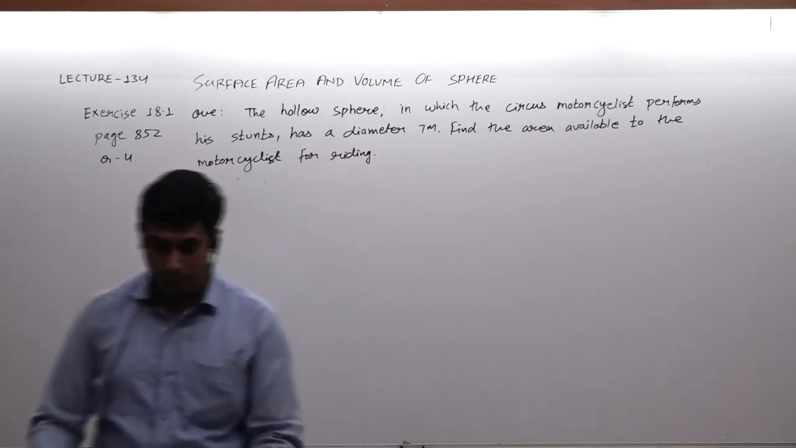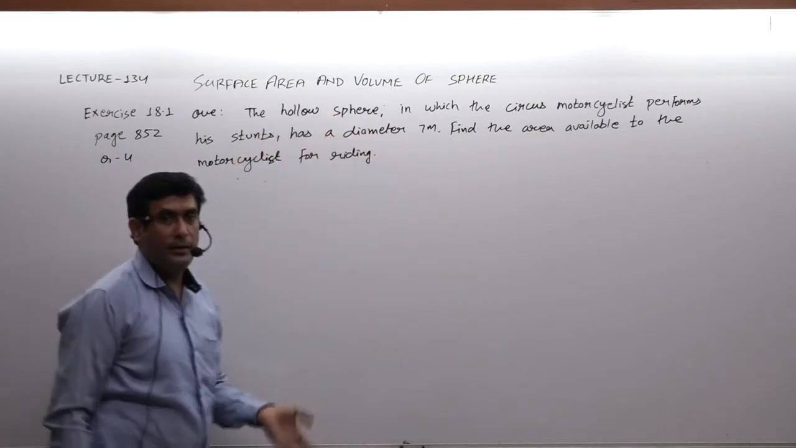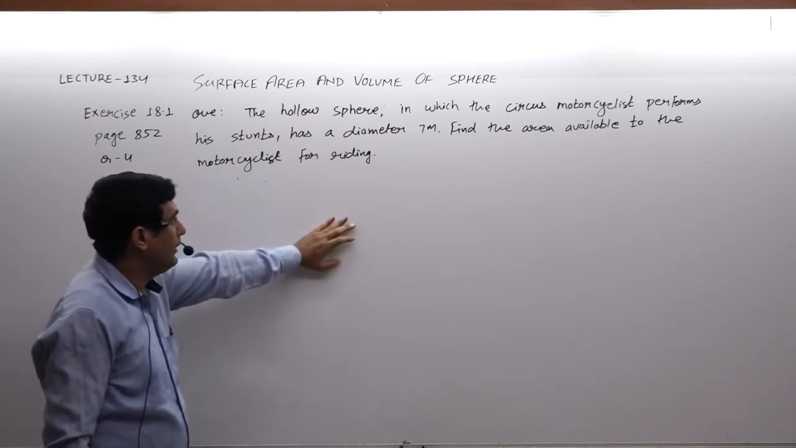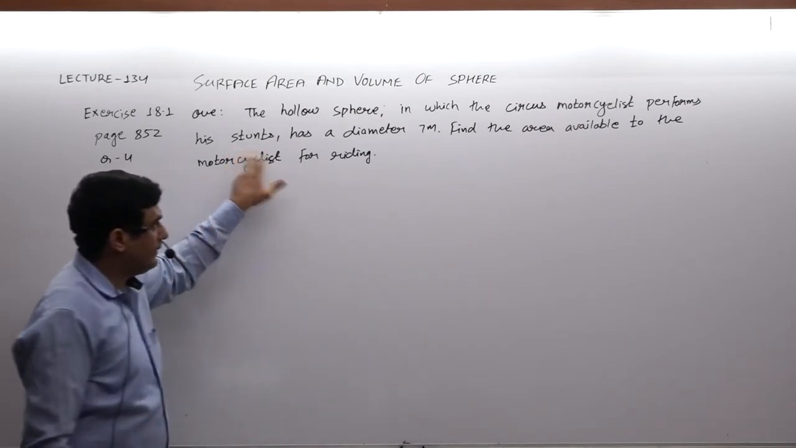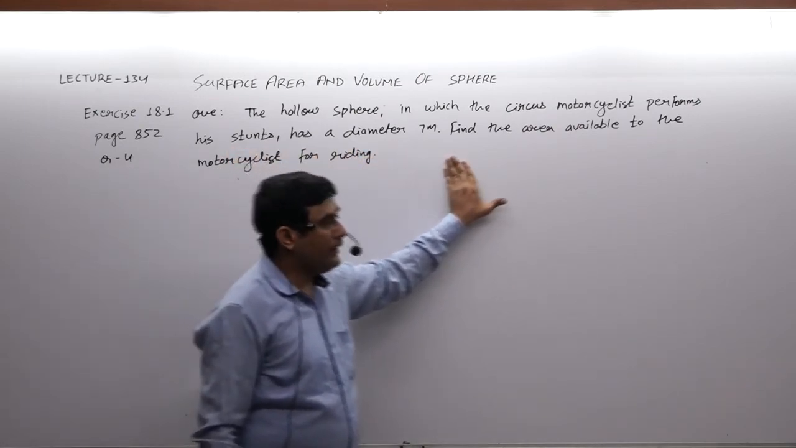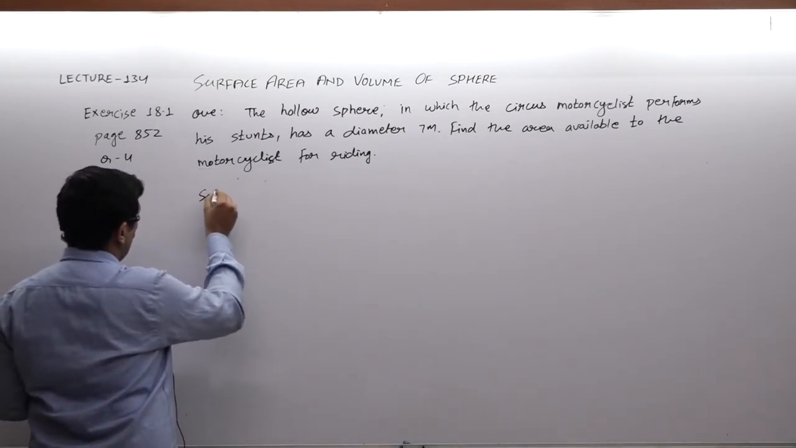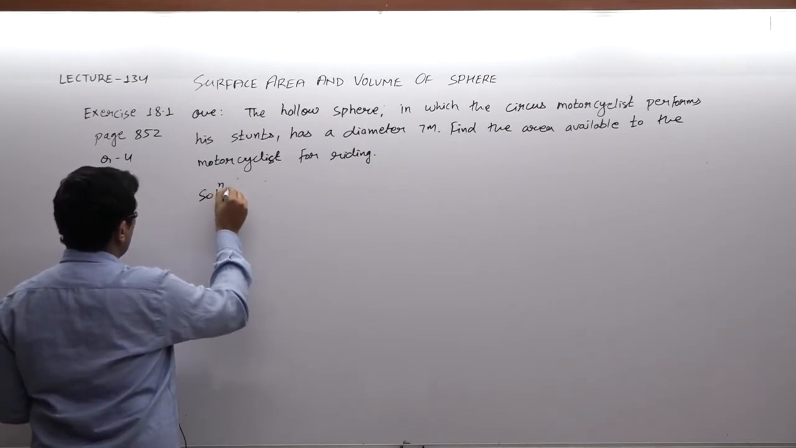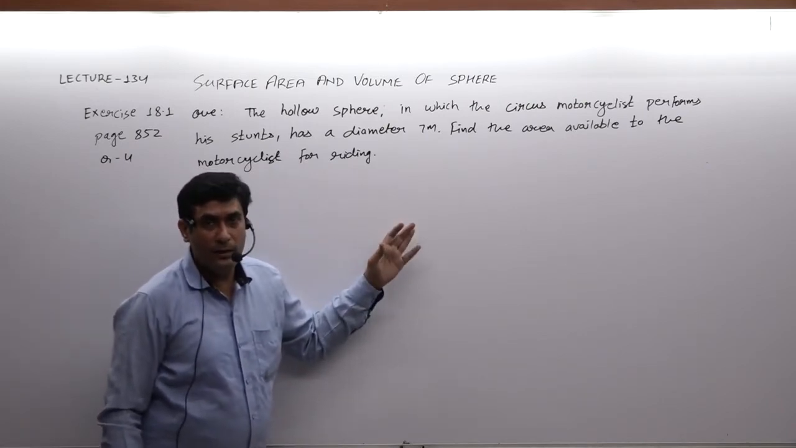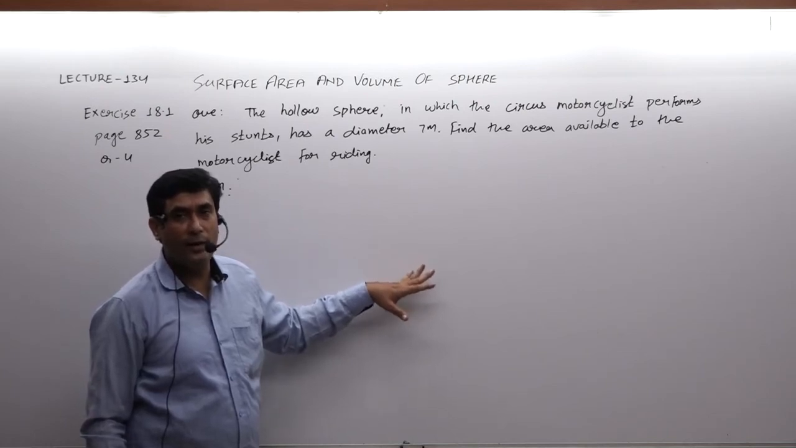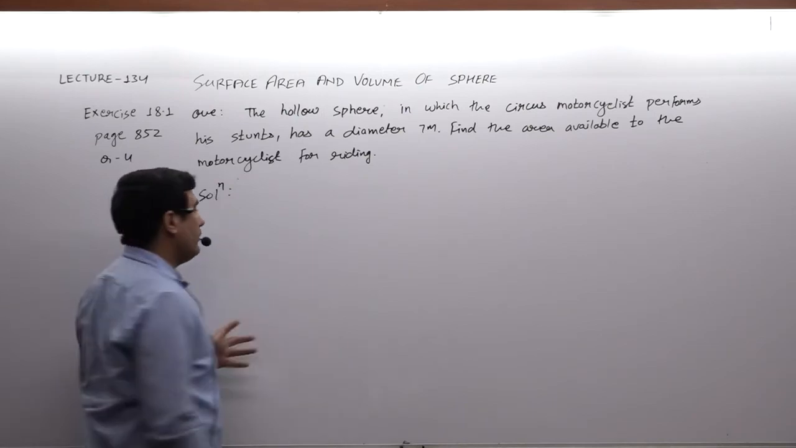Okay, so the very first look of the question is the hollow sphere. Whether we have to find CSA, TSA or volume, that is all about the hollow sphere. Now, a hollow sphere in which the circus motorcyclist performs his stunts has a diameter. Diameter is given. You have to find the area available to the motorcyclist for riding. So you can imagine that the motorcyclist will ride on the inner curved surface area of the sphere. So actually here we have to find the inner CSA whose diameter is given. So first diameter is given, so we can find the radius.